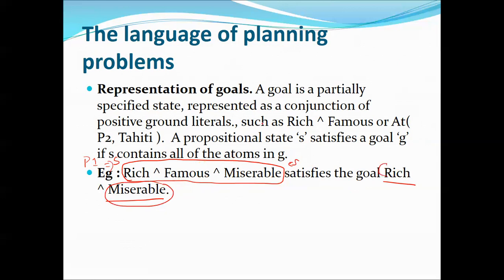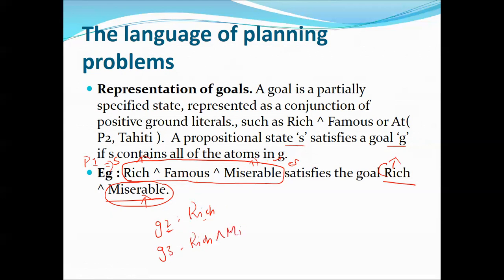So what does the rule say? A propositional state S satisfies a goal G if S contains all of the atoms in G. So you have to check whether S has all of the atoms in G. G contains rich. Does S also contain rich? Yes. G contains miserable. Does S also contain miserable? Yes. So this is a goal state. Say, for example, you are asked to identify someone who is rich. Then also this will be a goal state. So it is not required that all these things should be satisfied. Whatever is there in the goal should be there in S.